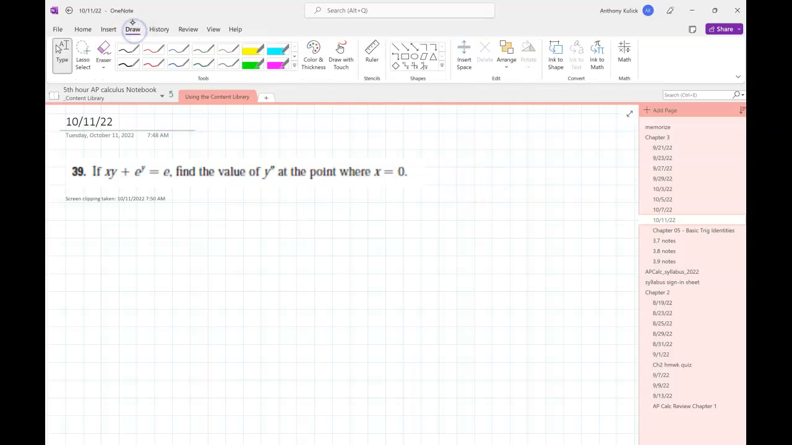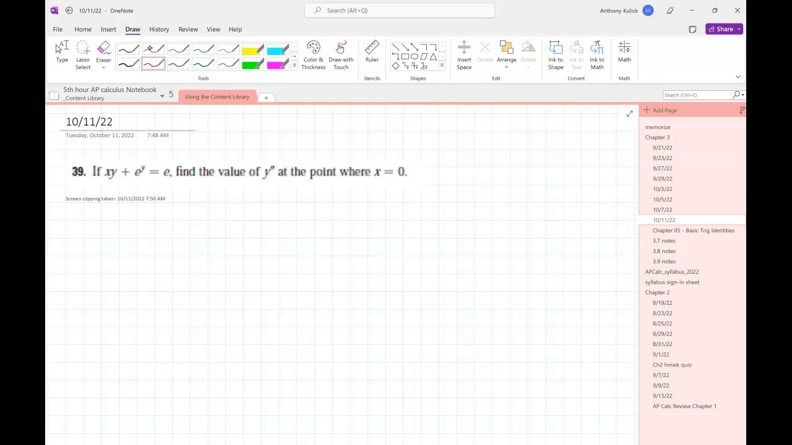So this is from the implicit differentiation section, just for everybody else's reference. It says if xy plus e to the y is equal to e, find the value of y double prime at the point where x is equal to 0. So this is asking me to evaluate the second derivative with respect to x when x is equal to 0.